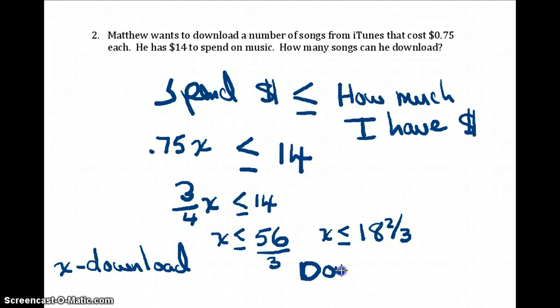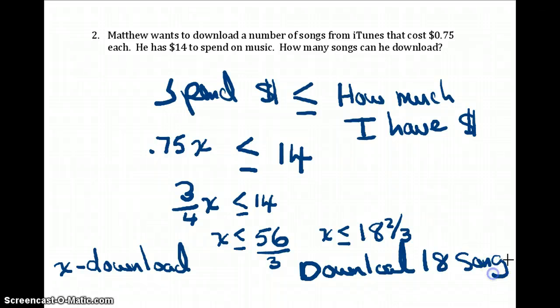I can download 18 songs. Hopefully you can see why you can't download 2/3 of a song. So I can only download 18 songs maximum. As long as I download 18 songs, then that will be less than the $14 which I have to spend. If I download more than 18 songs, then I will spend more than the $14 that I have to spend.